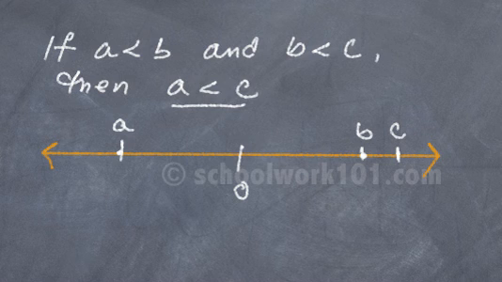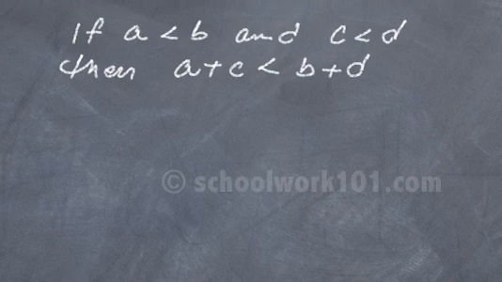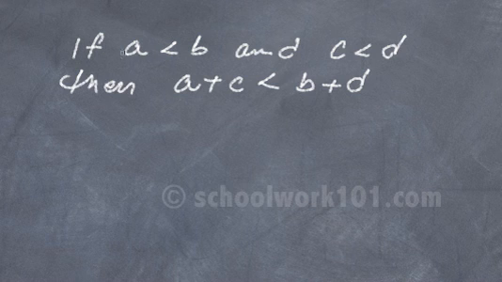Okay, let's look at another property. In this particular case, we've got A is less than B, C is less than D, then A plus C must be less than B plus D. Does that sound obvious?